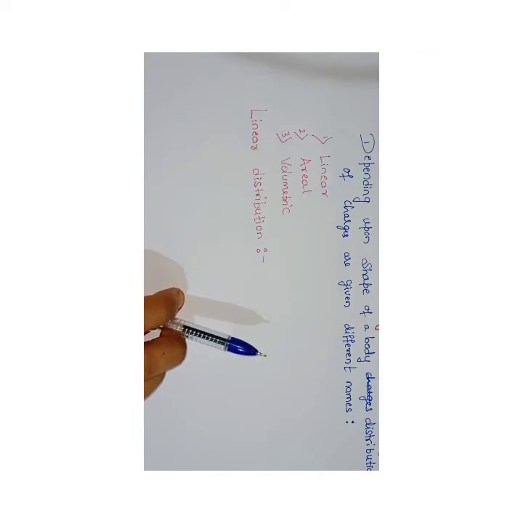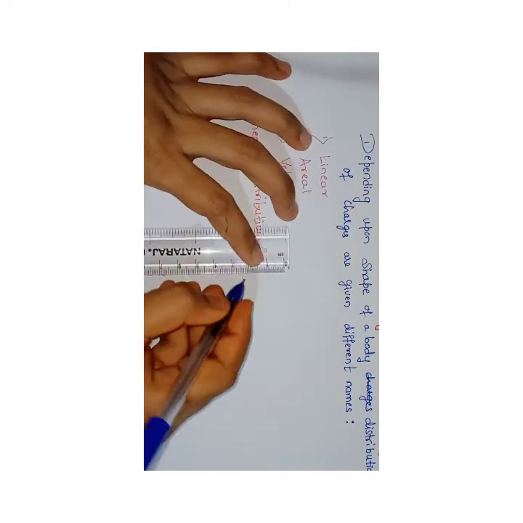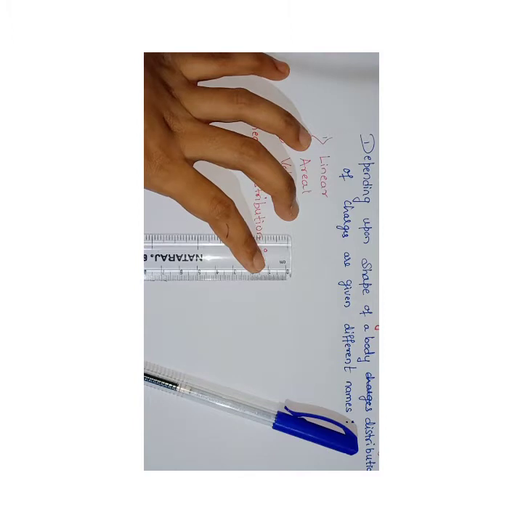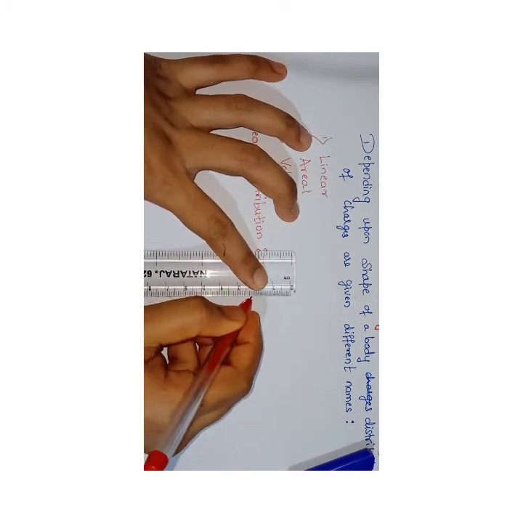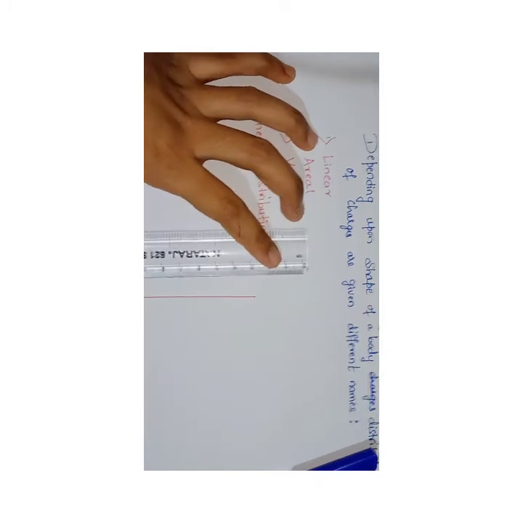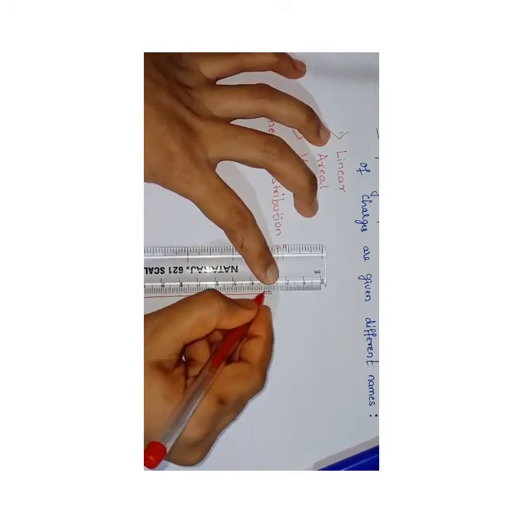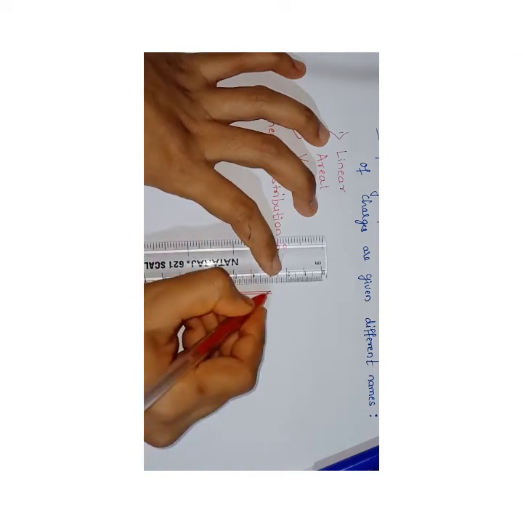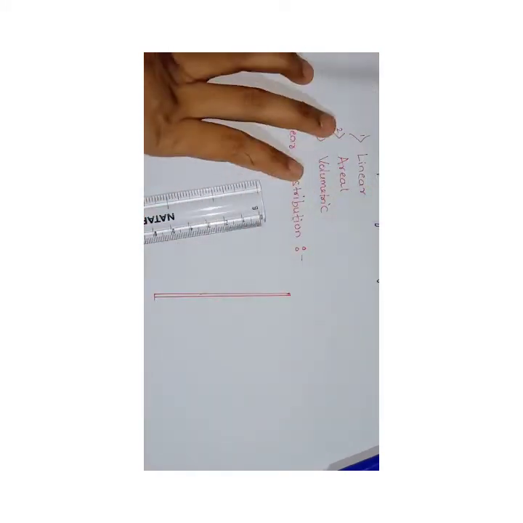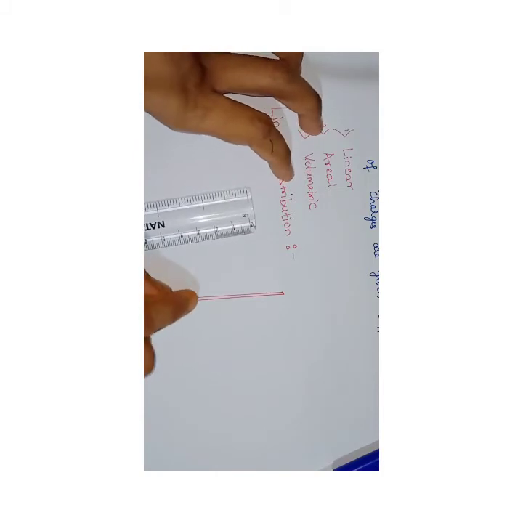I told you linear distribution means if you consider any straight wire, I'll just draw it here. I'll use this red pen. So if this is the straight wire you're considering, a linear wire, and we have brought a handful of charges and thrown them on this, then all the charges will accumulate here continuously, one after the other on this wire. They go and settle on this wire.